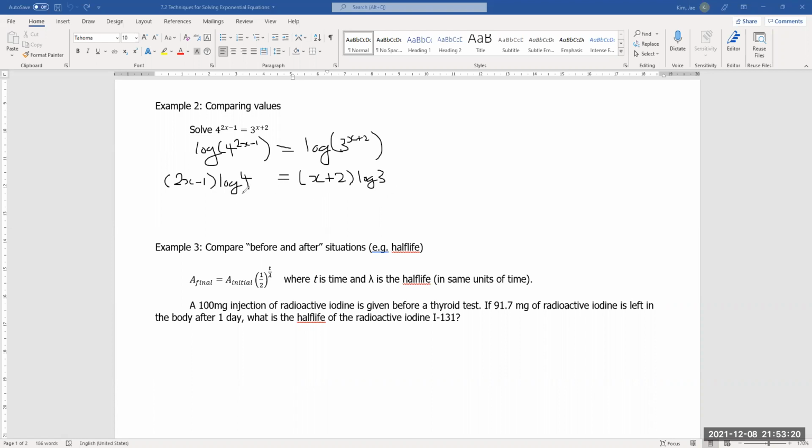And you know that log 4 you can plug into the calculator. Log 3 you can plug into the calculator. Essentially what you're going to have is a decimal multiplying with the binomial, a decimal multiplying with the binomial. I can simplify this and say the previous line is equal to 0.602 multiplied by 2x minus 1 equals log 3, which is approximately 0.477, multiplied by x plus 2.